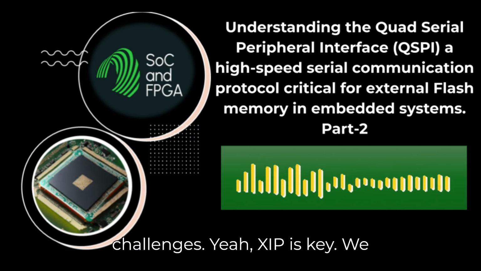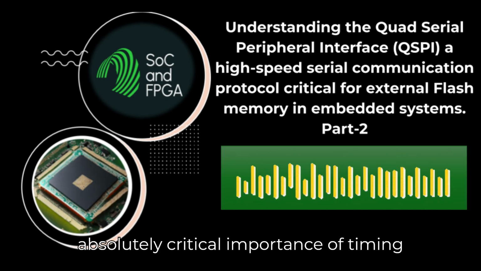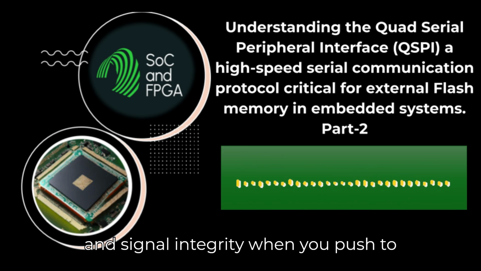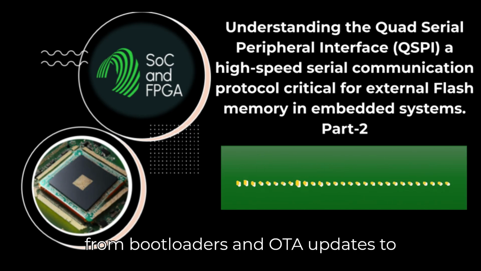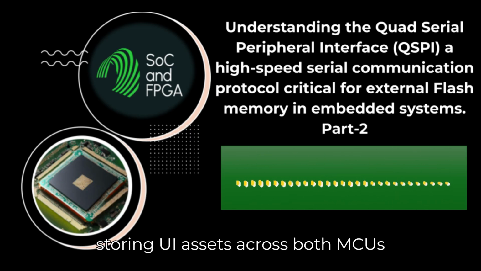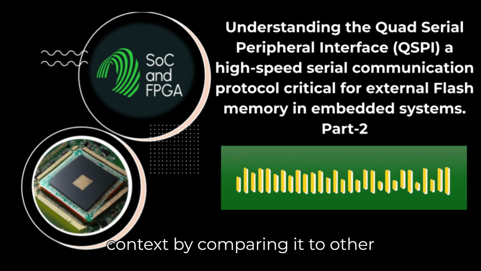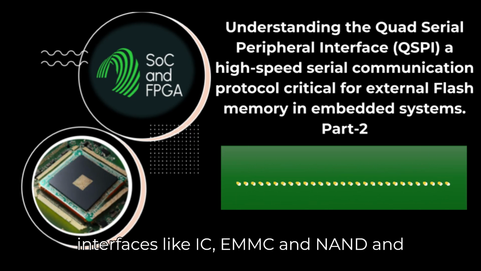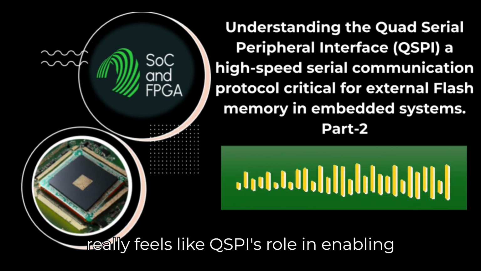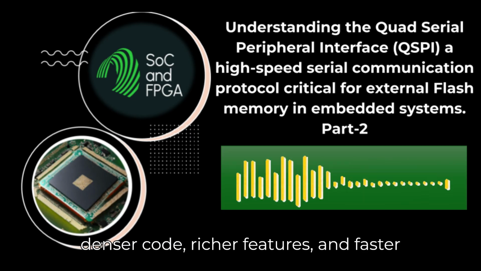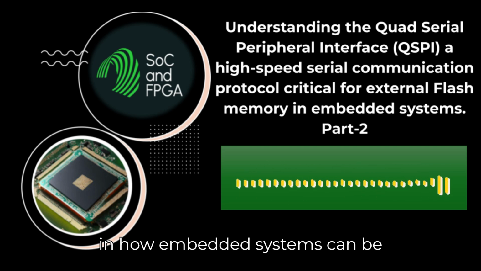Yeah, XIP is key. We also touched on managing larger flash capacities using 4-byte addressing, the absolutely critical importance of timing and signal integrity when you push to high frequencies, and saw where QSPI really shines in real-world applications, from bootloaders and OTA updates to storing UI assets across both MCUs and FPGAs. And finally, we put it in context by comparing it to other interfaces like I2C, eMMC, and NAND, and pulled out some really practical design tips for making it work reliably. It really feels like QSPI's role in enabling denser code, richer features, and faster boot times, often on smaller, lower-cost processors, has been a fundamental shift in how embedded systems can be architected.